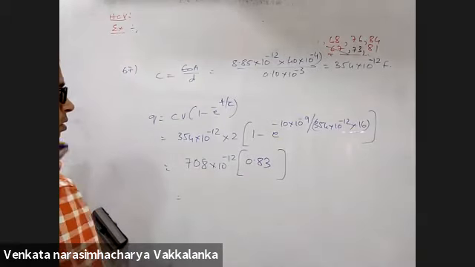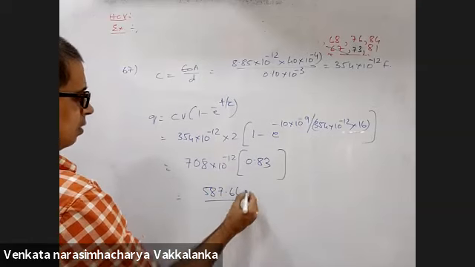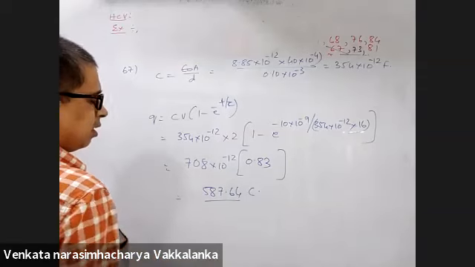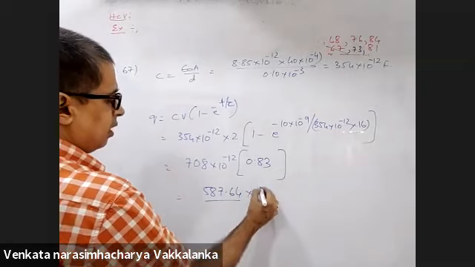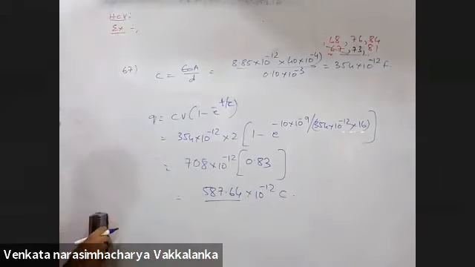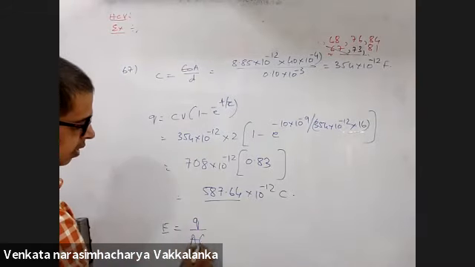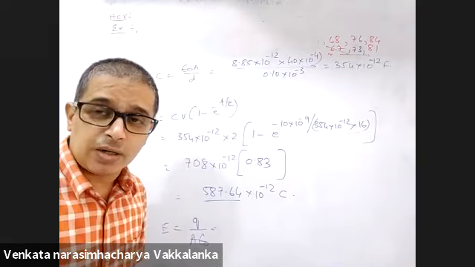Oh, 587.64. Into 10 to the minus 12. 10 to the minus 12 also. Into 10 raised to minus 12 coulombs. You are asking me for the electric field, Q by A epsilon naught. Is somebody else also confirming the calculation or not?